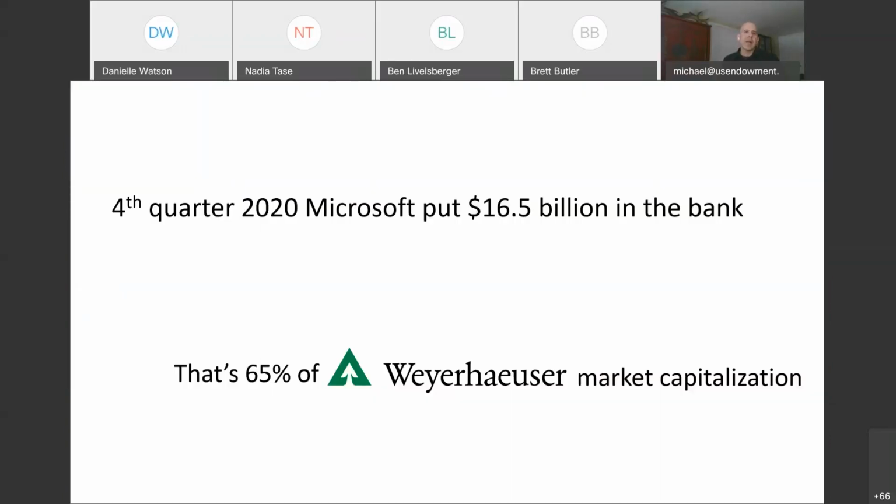So interestingly enough, if you look at how big these companies really are, in the fourth quarter of 2020, Microsoft put about $16.5 billion just in the bank. That's just money that they put aside and actually just saved. That's 65% of Weyerhaeuser's total market capitalization, and Weyerhaeuser is the largest private landowner in the United States. You know, the size of this is absolutely incredible. They could take the change that they find from the couches in the Googleplex and buy a company like Weyerhaeuser and sequester all of that carbon that's on that forest land.